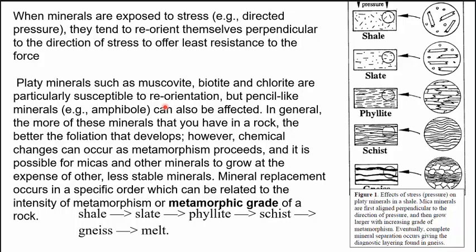So here I wrote that platy minerals like muscovite, biotite, chlorite are particularly susceptible to orientation when you orientate them due to temperature and pressure. So that is what is changing. If you look at this one, the minerals are scattered. But look at slate, there's slight rearrangement. Under phyllite, serious rearrangement. Under schist, extreme rearrangement of the minerals. They are all aligned to follow one particular direction. So that is what is happening.